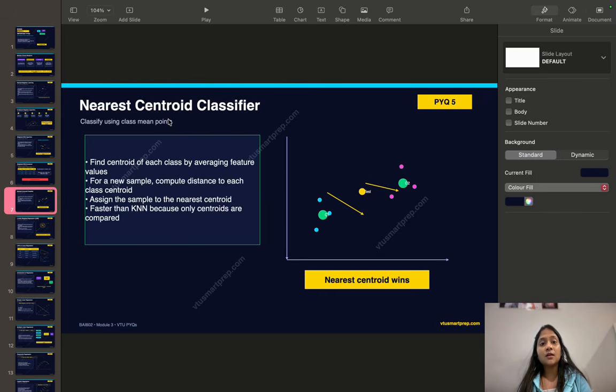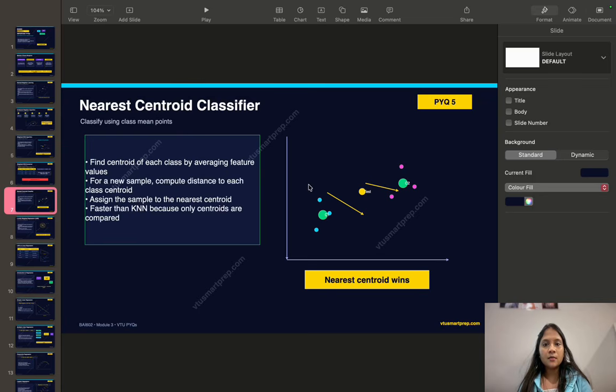Here you have the nearest centroid classifier. These are the steps. First, it finds the centroid of each class. Here you have the positive class, here you have the negative class. It is going to find the centroid for each class. So this becomes the centroid C1 for the positive class and C2 for the negative class.